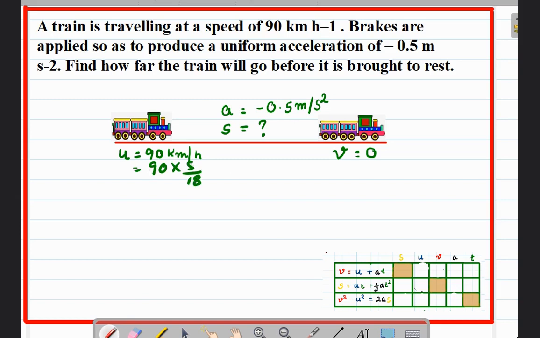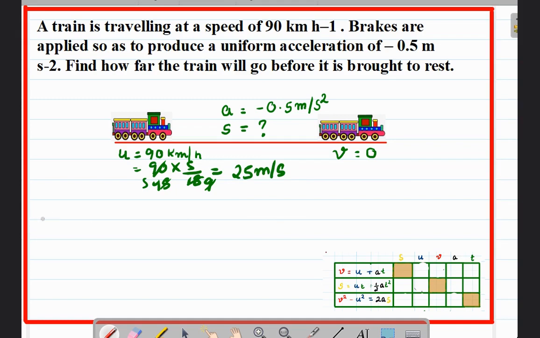If I multiply it by 5 by 18, I will be able to convert it into meter per second. And we know that if I cut this value, 2 9s are 18, 2 and 4 5, 9 5s are 45. So I am getting 5 into 5, that is 25. So 25 meter per second is my initial velocity, and my final velocity is 0.